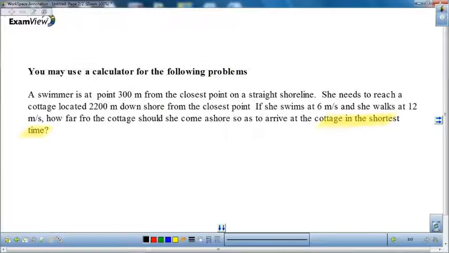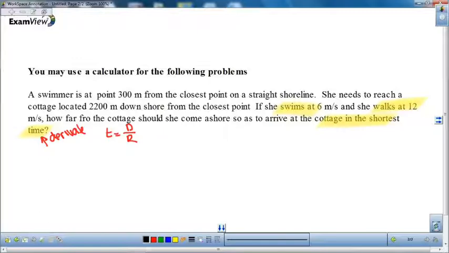In this problem, we want to find the shortest time, so that means we're going to have to take the derivative of time. Time is the same thing as distance over rate. So I'm going to have a time for when she is swimming and when she's walking. Let's draw a picture of what this is going to look like.